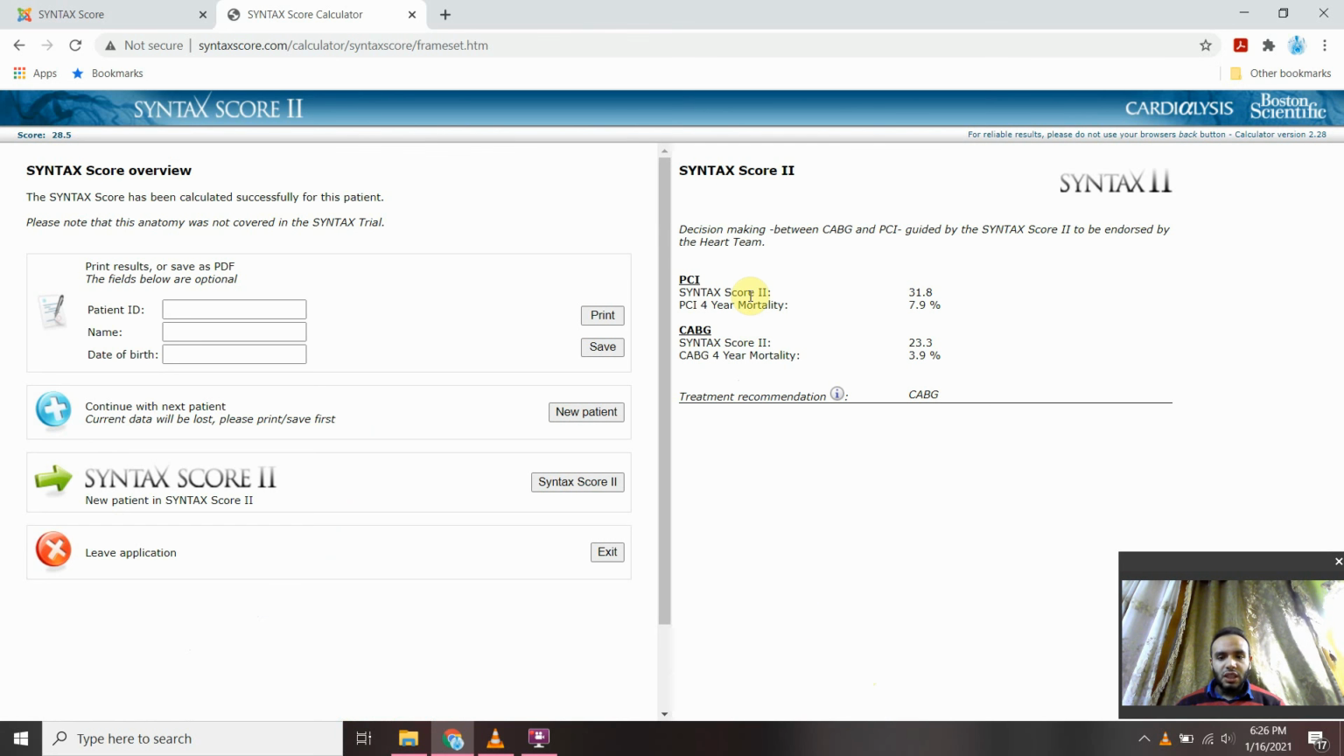PCI 4-year mortality 7.9. Syntax score 2 is 31.8. This can conclude that with a high syntax score, there is higher mortality with PCI, and we would further recommend the patient for CABG.